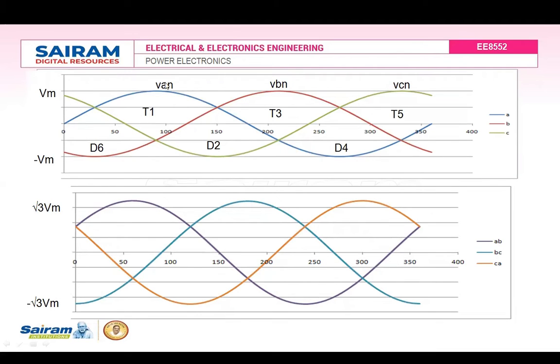The first waveform shows the phase voltage waveform, and the second waveform shows the line voltage waveform. VAN is the reference voltage, so it is drawn from 0 degree. And VBN starts from 120 degree after VAN. Again, VCN starts from 240 degree from VAN. So the second waveform is the line voltage waveform.